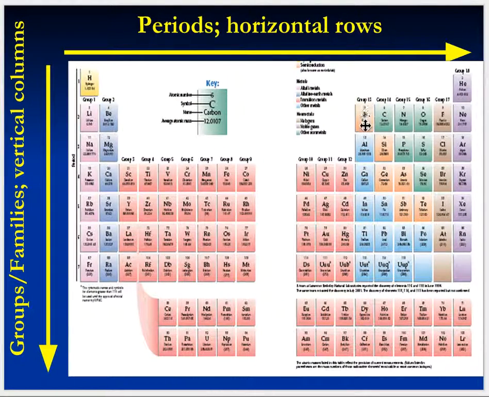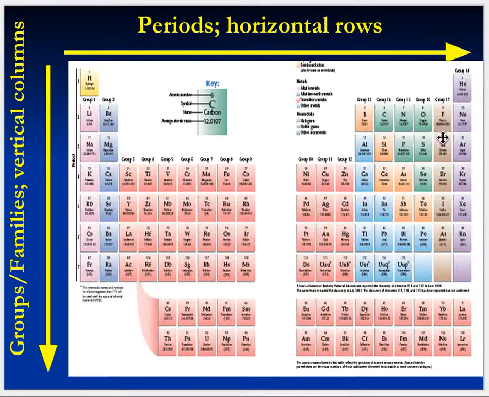Then this is like the boron family, the carbon family, the nitrogen family, and the oxygen family. Each of these groups are called that. Boron, carbon, nitrogen, oxygen. Transition metals, alkali metals, alkaline earth metals.